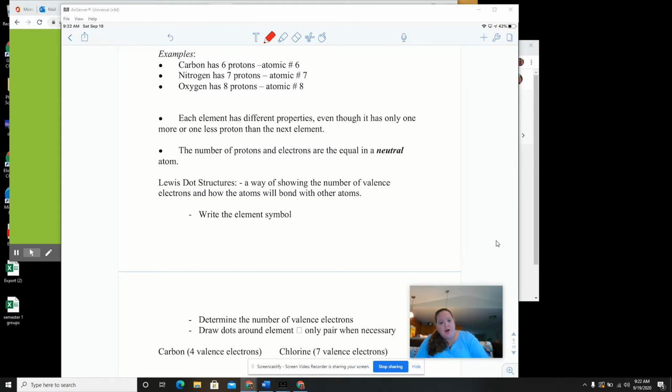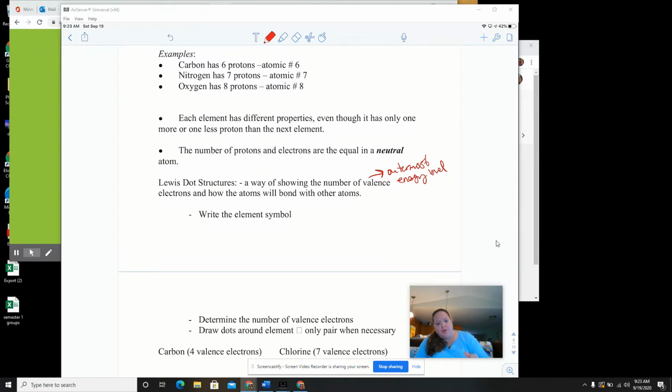Lewis dot structures are a way of showing the number of valence electrons in an atom, okay? Again, valence electrons are the ones that are in the outermost energy level. So they show how things are going to bond, since those are the ones that are most important. Instead of having to show every single electron, Lewis dot structures are a way of just showing those most important ones, since those are the ones that'll show you how they bond with another one.